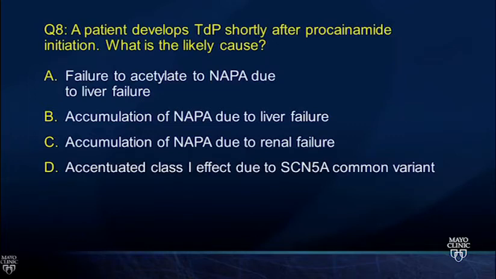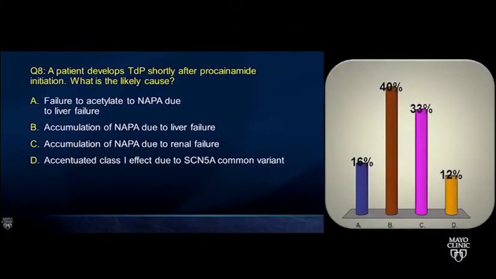So either failure to acetylate to NAPA due to liver failure, or accumulation of NAPA due to liver failure, accumulation of N-acetyl procainamide due to renal failure, or you have attenuated class 1 effect due to SCN5A common variant. Okay, that's quite a spread there. So, that shows that we don't really use procainamide in clinical practice on a day-to-day basis.